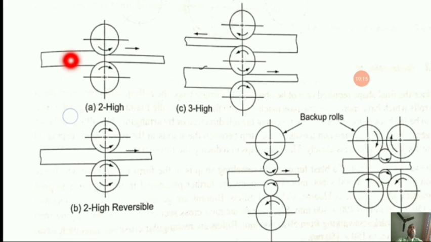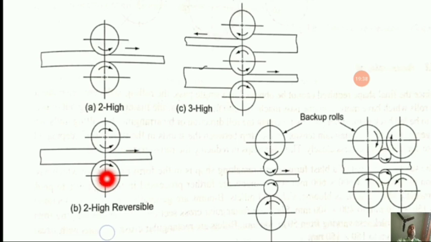The two high non-reversing rolling stand arrangement is the most common arrangement. In this particular arrangement, the rolls always move in only one direction. So you can see over here this direction only. And in this particular diagram, you can see over here it is a two high reversing rolling stand. What is the difference?